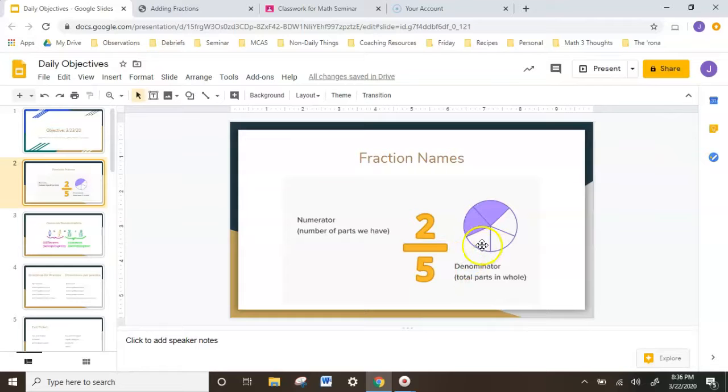So 1, 2, 3, 4, 5. Son 5. So 5 parts. All right there. Remember, not just the white parts, all of the parts. Excellent.